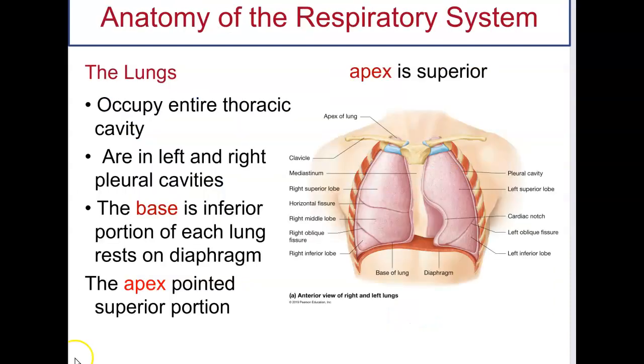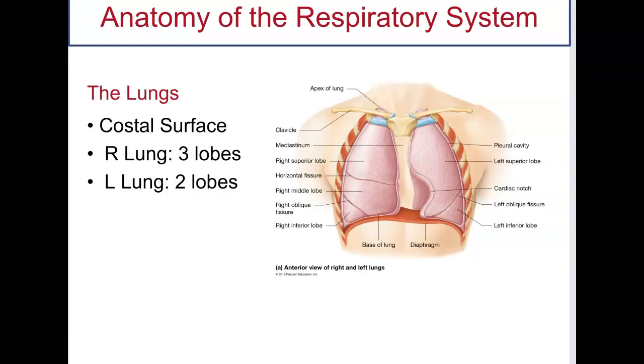If we look at the lungs, we know that both lungs are in the thoracic cavity, but each lung is in its own pleural cavity. So we have a right and left pleural cavity. The base of the lung sits on the diaphragm and it's kind of flat, and the apex is the pointed part and it's superior. In fact, if you take a deep breath, it comes right up by your clavicles. When we look at the lungs, they're kind of curved. This is called the costal surface because it curves around the rib cage.